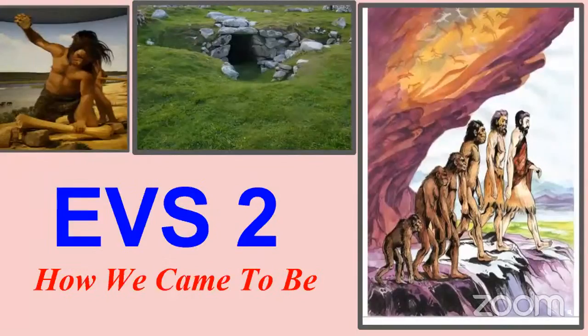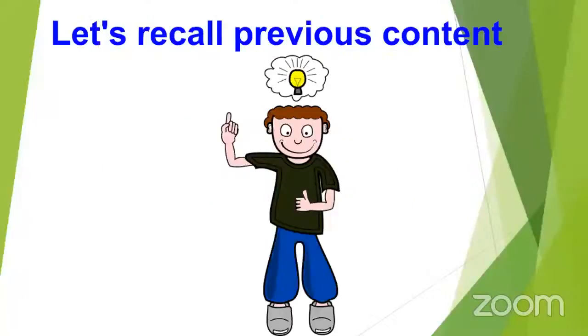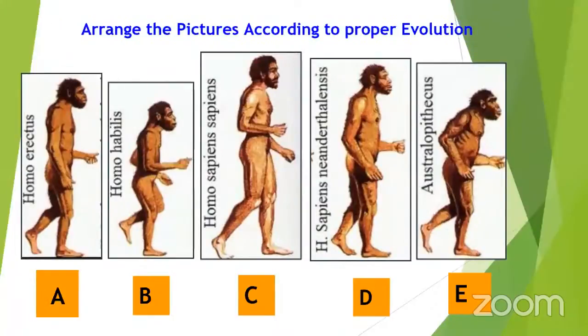Now, the subject is EVS 2. Let's recall how much you remember. Can anyone arrange this picture according to the proper evolution? Let me read. Picture A is of Homo erectus. Picture B is of Homo habilis. Picture C is Homo sapiens sapiens. Picture D is Homo sapiens neanderthalensis. And picture E is Australopithecus. Can anyone arrange who was the first man?